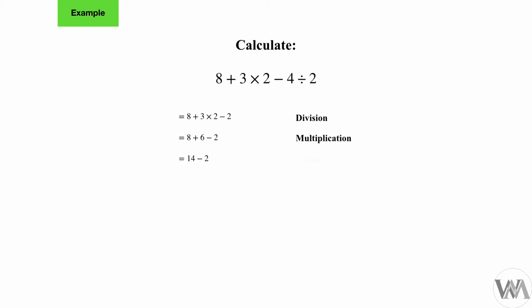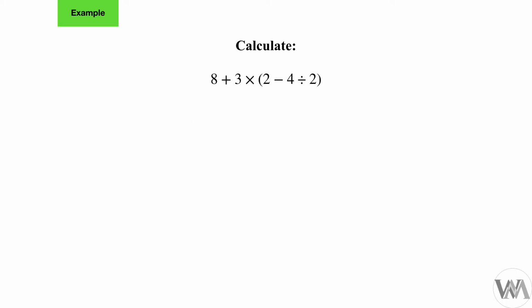Our third step will be addition. Now we are going to say 8 plus 6 is 14, and then we're going to rewrite minus 2. And finally, we're going to subtract to get 12 as our final answer.